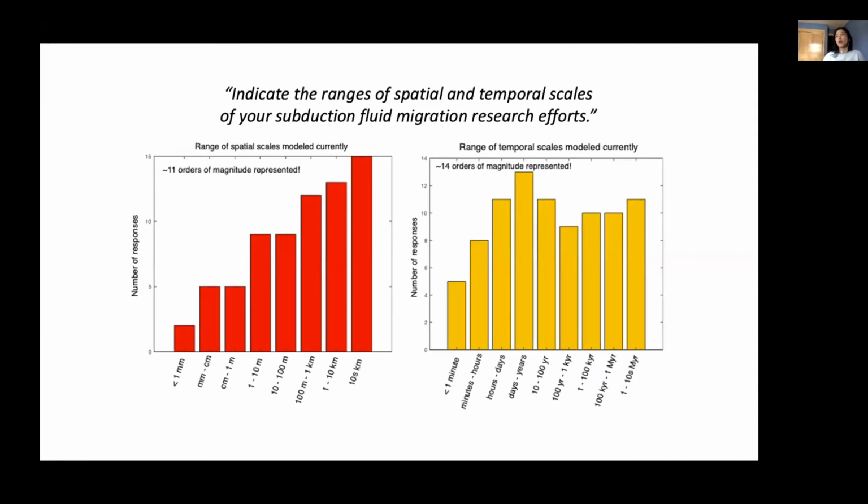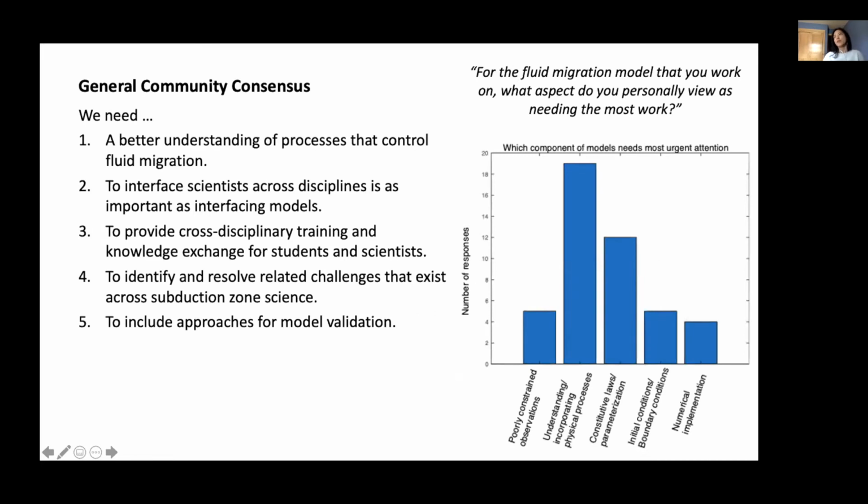Prior to the workshop, we asked the participants to indicate the spatial and temporal scales that they work with for their fluid-related project. The scales go from less than 1 millimeter to more than tens of kilometers for spatial scale, and similarly for temporal scale, indicating that there were people working on various aspects of fluid migration. I have a few discussion points that I would like to discuss, but before going into that, I just want to indicate the general community consensus on the current efforts in fluid migration modeling. Participants generally felt that the thing that we need to work on most is simply understanding the process that we are trying to model.